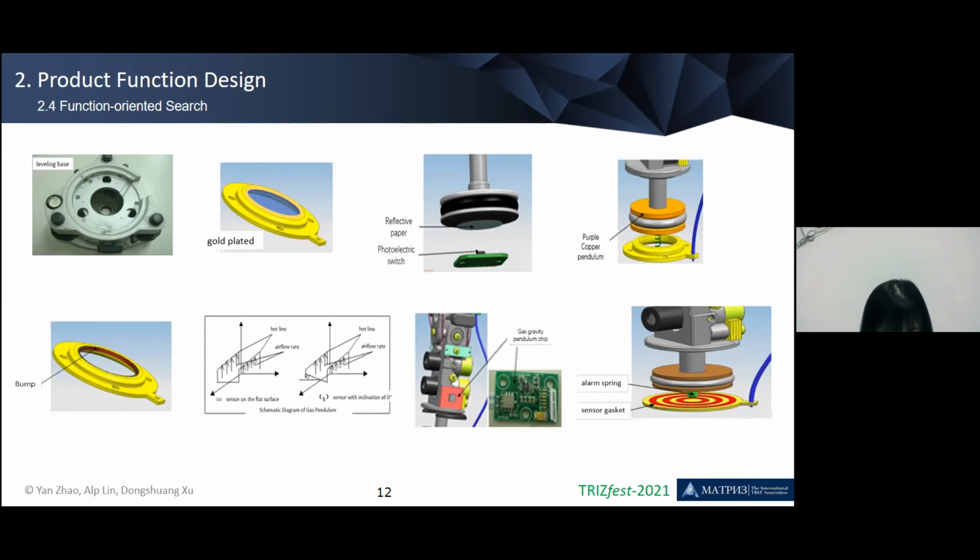As for the last solution, we combine the gasket and the current into a capacitor, and when the pendulum swings, the capacitance distribution will also change. So we can judge the tilt angle by the capacitance.